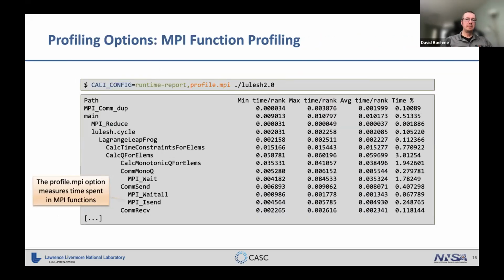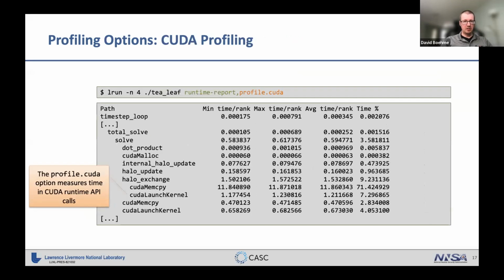One interesting one is MPI profiling. The profile.mpi option enables MPI profiling. That way, Caliper intercepts all the MPI functions, and you see the time spent in MPI. The same thing also exists for CUDA. The profile.cuda option intercepts the CUDA runtime API, and you see the time spent in cudaMemcpy and cudaLaunchKernel and so on. There's also an option to actually measure the CUDA kernels themselves. That way you see the time that you spend both on the CPU and on the GPU in each of your GPU activities.